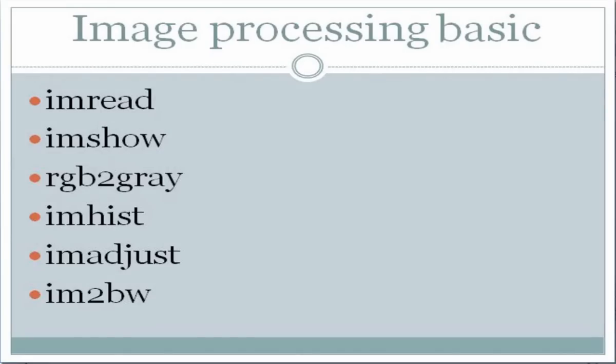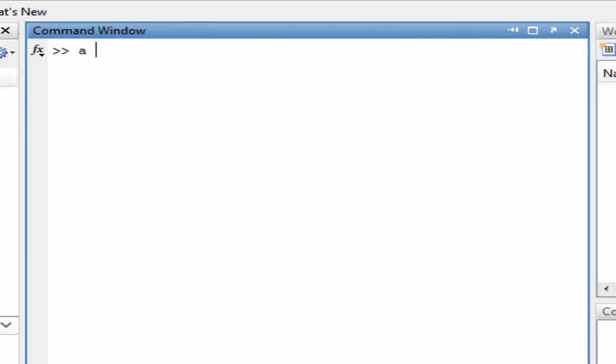I'm going to talk about how to do image processing in MATLAB, and I will cover six different functions. These six functions are the most basic and fundamental image processing functions. The first one is imread.